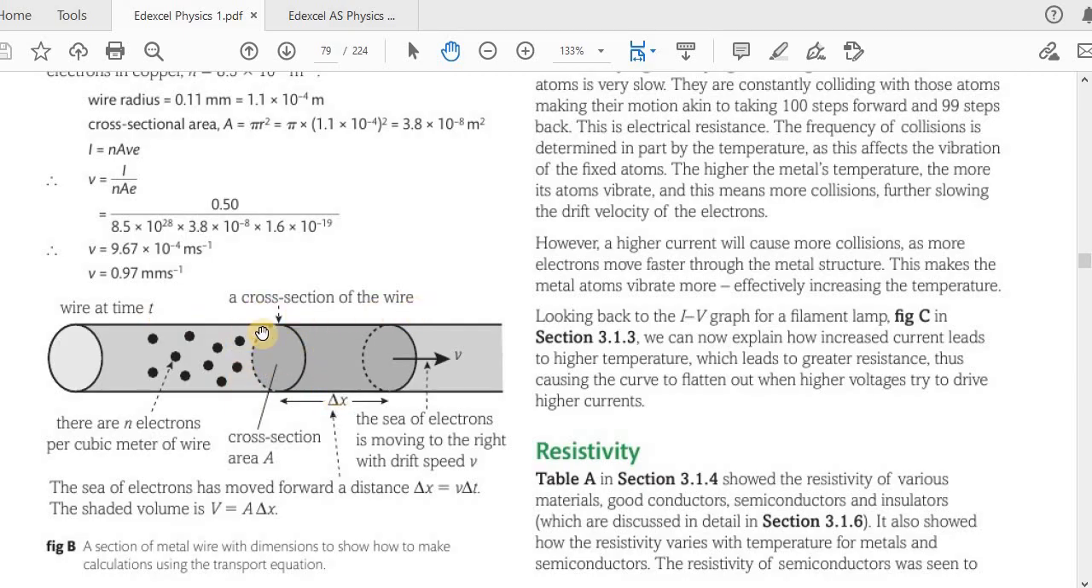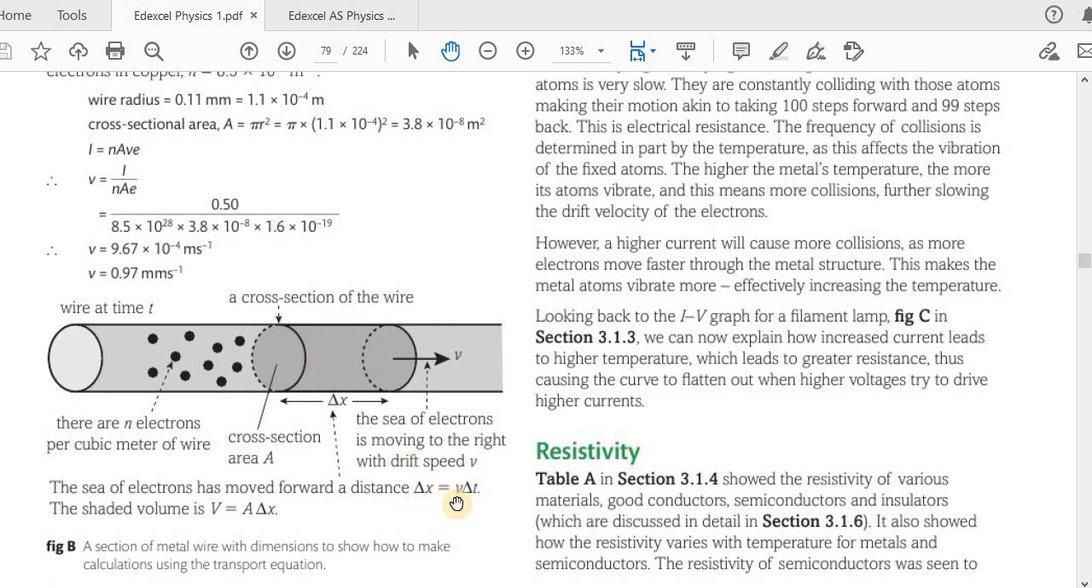A cross section of the wire is this. The cross sectional area is capital A. Then delta x. The sea of electrons is moving to the right with drift speed v. The sea of electrons has moved forward a distance delta x, and remember the displacement is velocity times time, so you can think of it that way.